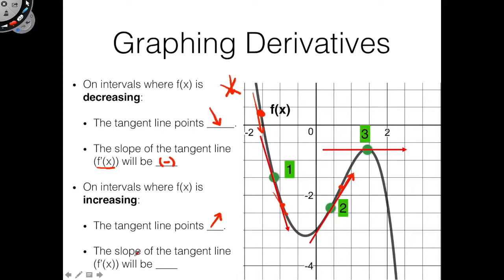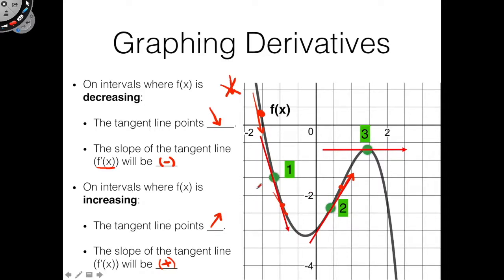Now, what about the sign of that slope? What about the slope of the tangent line at that point? It's going to be a positive number, right? Just because the function is increasing, okay?